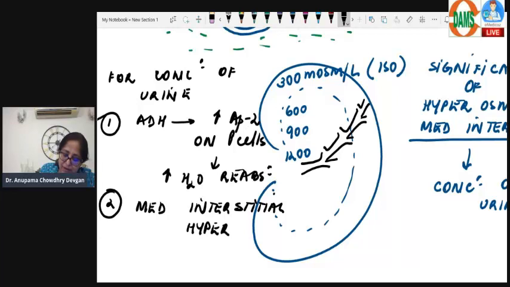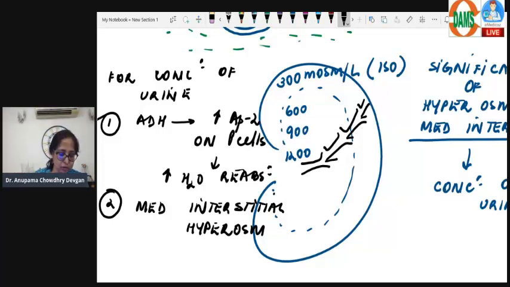hyperosmolality, because please remember, you will need a medullary interstitial hyperosmolality. See, because you must remember that water always moves from a dilute to a concentrated solution. So if the fluid which surrounds the collecting duct is concentrated, only then the water will move from the lumen into the interstitium. Have you got my point? I need the interstitial fluid which surrounds the collecting duct to be concentrated. Out of these two, if one is absent, if there is no ADH, no concentration of urine. If medullary interstitium hyperosmolality is not present, no concentration of urine.